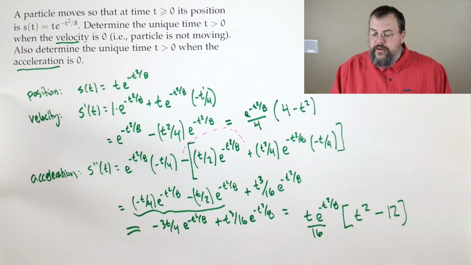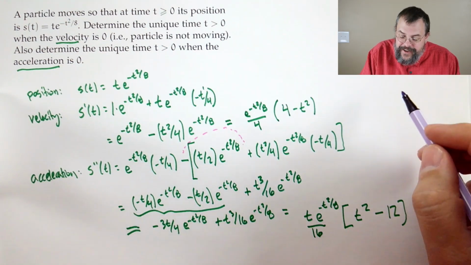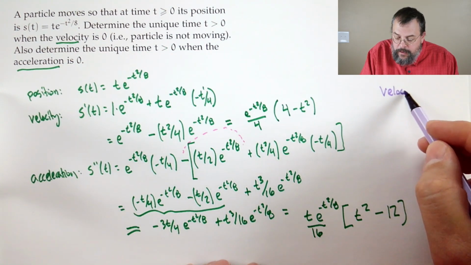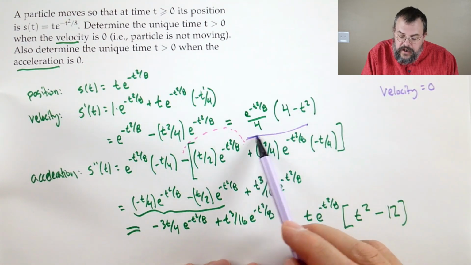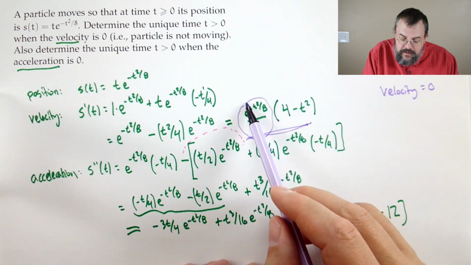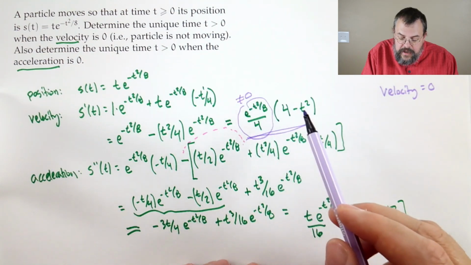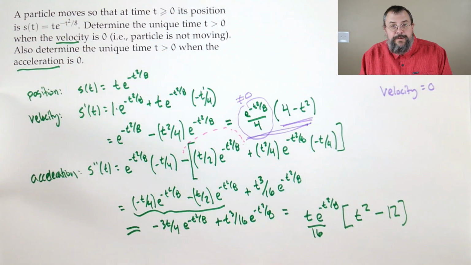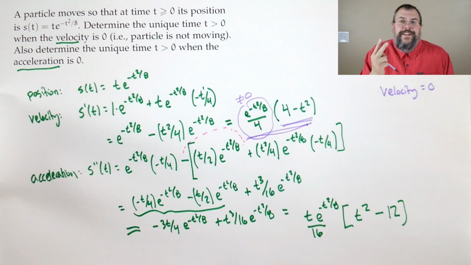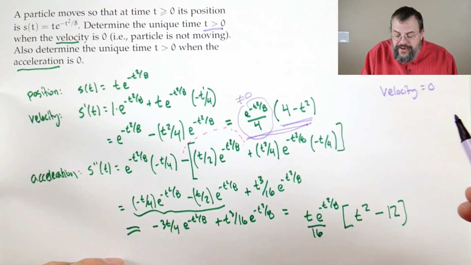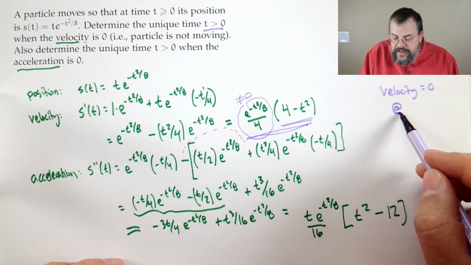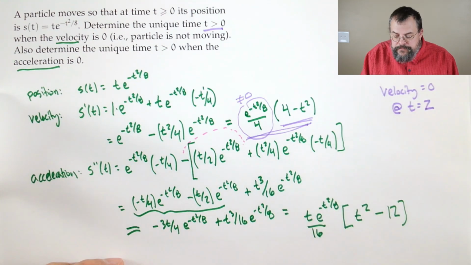All right, so now we're ready. Okay, so velocity equals 0. When would that be? Well, we look at this expression, we say, well, this part, e to the minus t squared over 8, that definitely is never 0. So it really says, when does 4 minus t squared equal 0? That's when t squared equals 4. Well, there's two cases, right? Positive 2 and negative 2. But remember, positive time. So this occurs at time t equals positive 2.